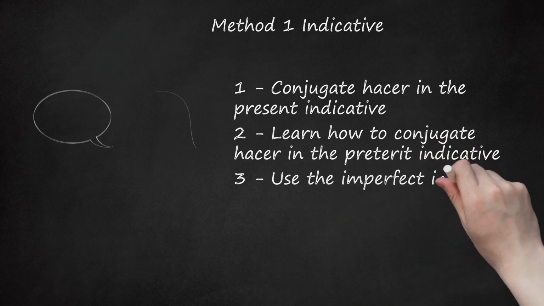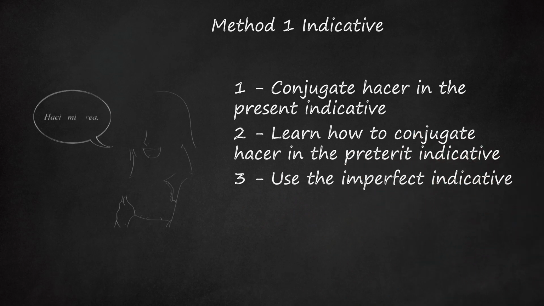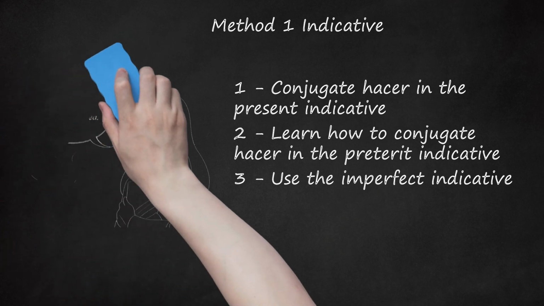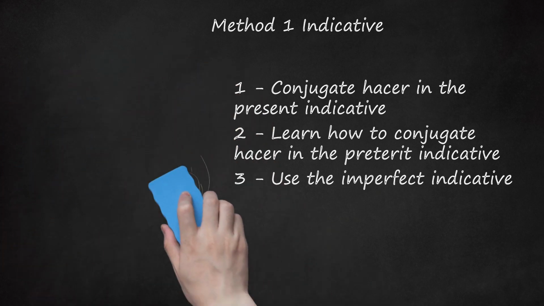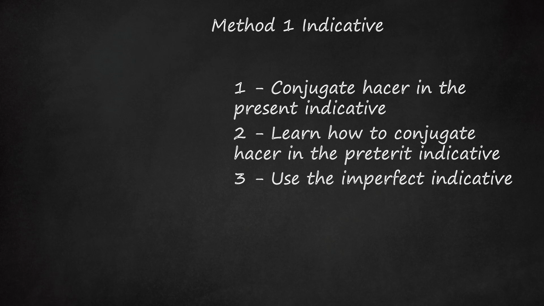3. Use the imperfect indicative. The imperfect indicative of hacer should be used when you need to describe a concrete action that was done in the past, but one which had no definite end and may still continue in the present. Example, I used to do my homework, hacía mi tarea. Yo, hacía. Tú, hacías. Él, ella, usted, hacía. Nosotros, as, hacíamos. Vosotros, as, hacíais. Ellos, ellas, ustedes, hacían.